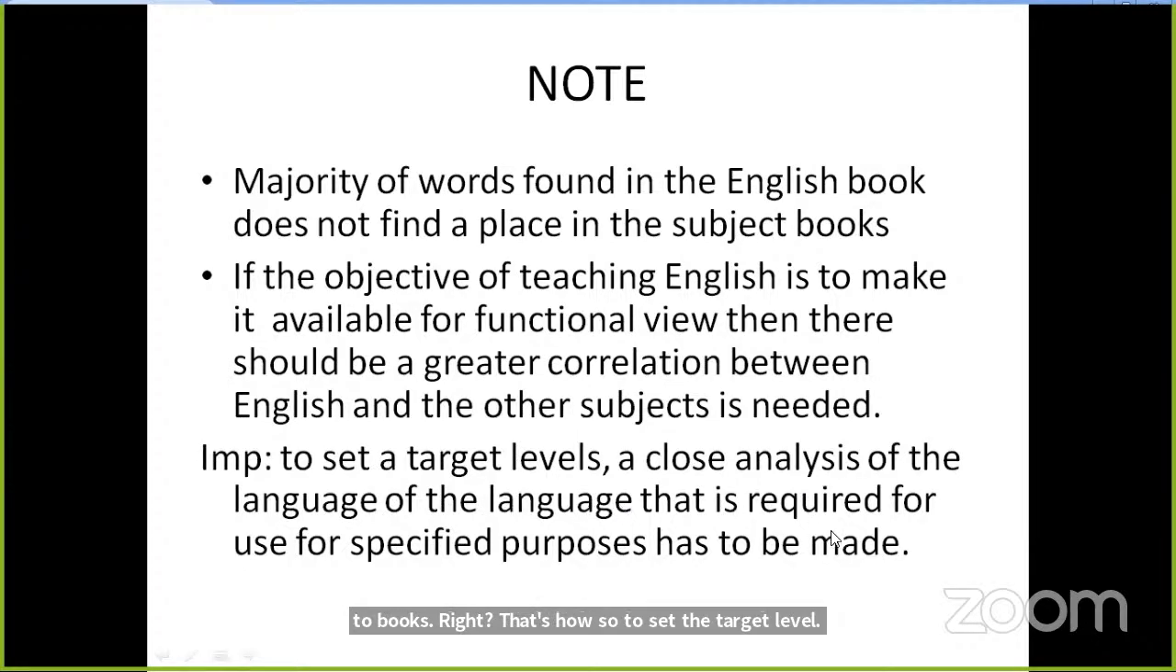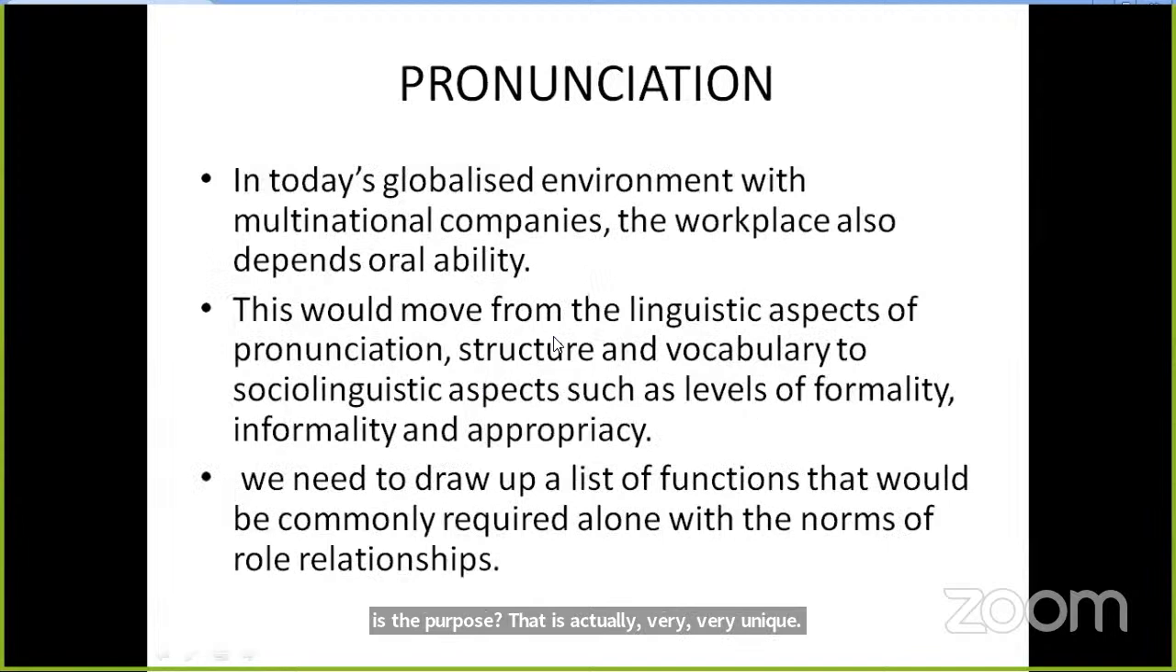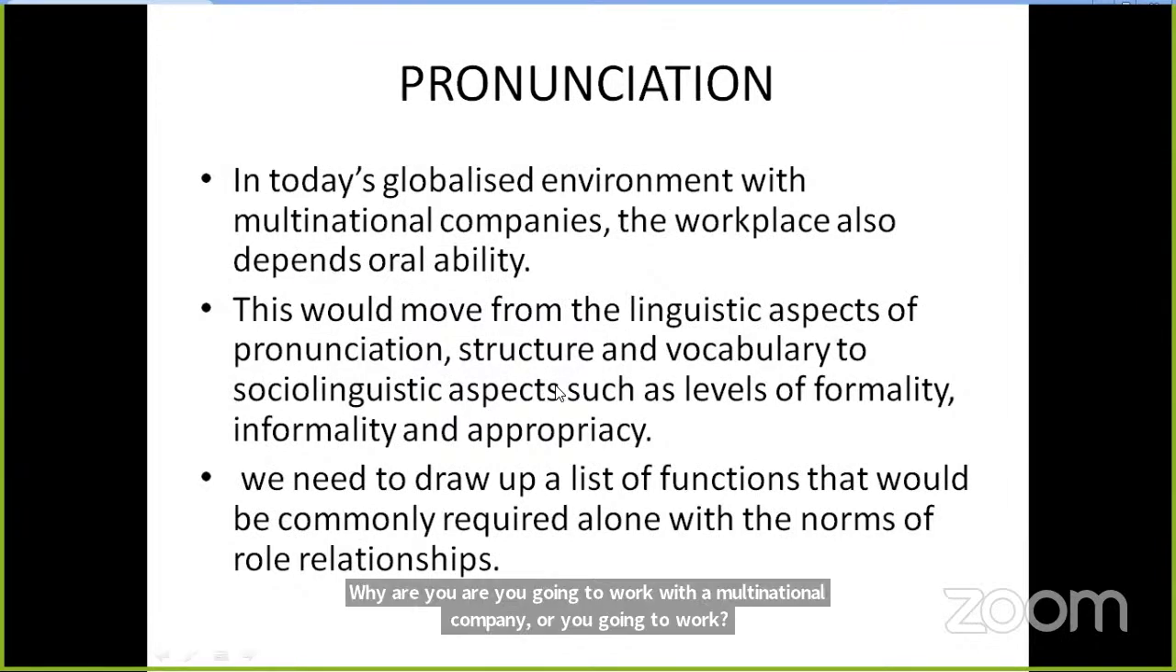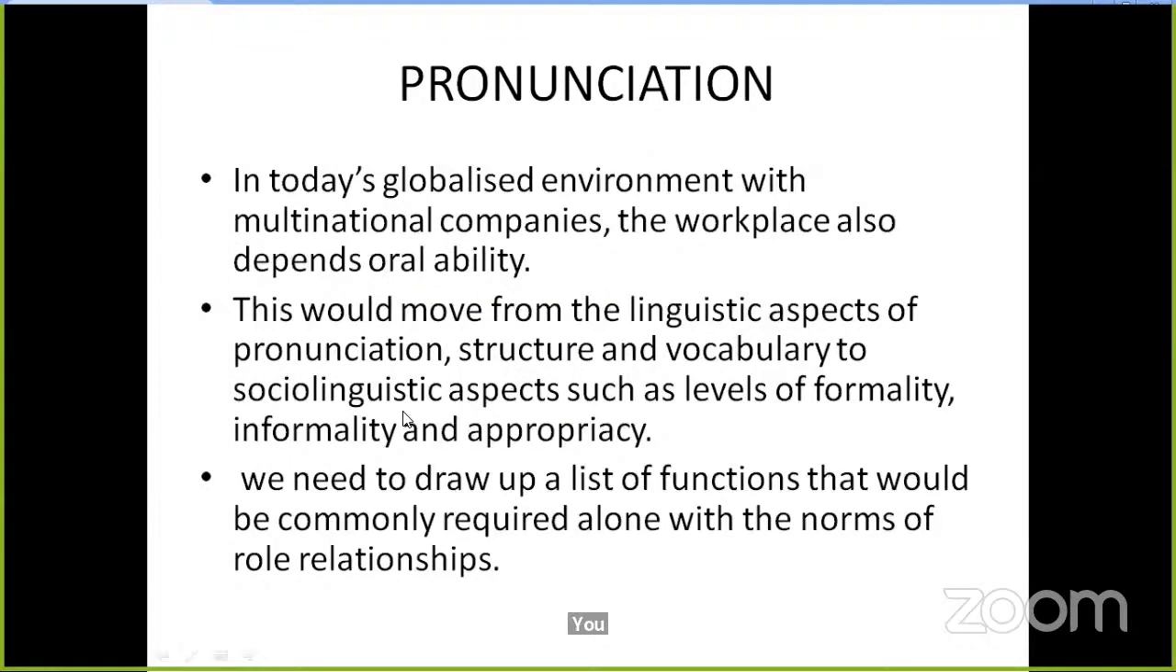To set a target level, a close analysis of the language that is required for use for specific purposes has to be made. So what is the purpose? That is very, very important. Why are we learning it? Are you going to work with a multinational company? Are you going to use the language for communication in society? That should be very clear for the learner and also for the institute where they have designed the courses for a particular group.